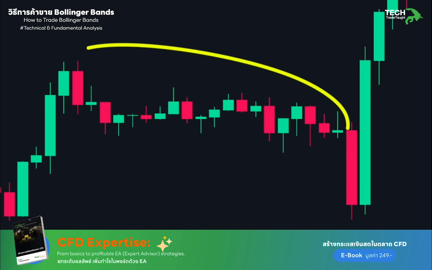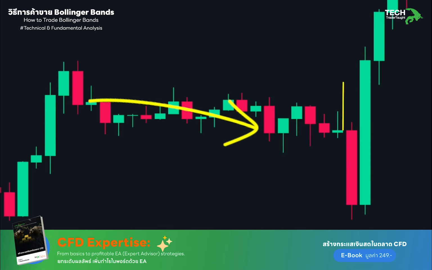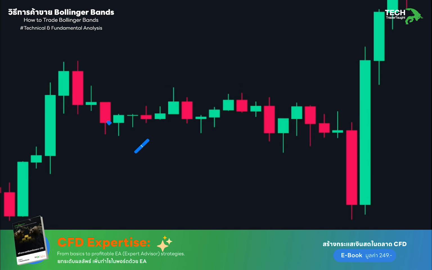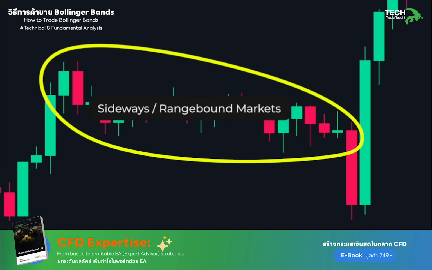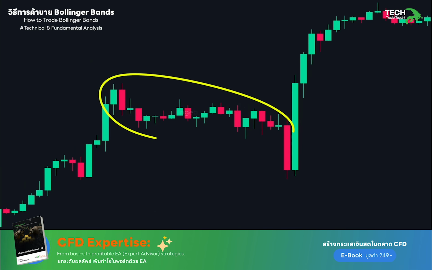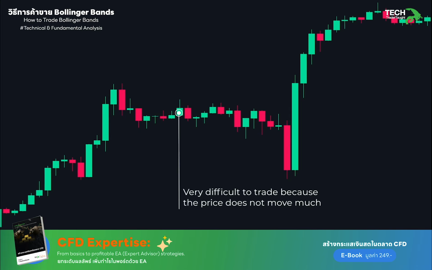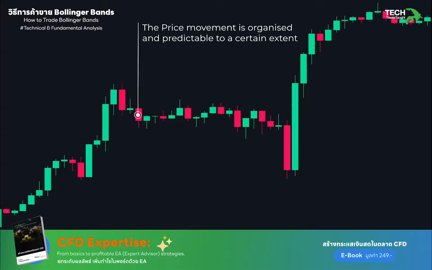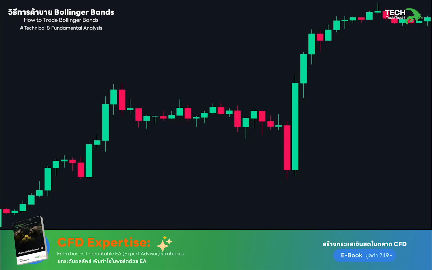In a low volatility environment, the price takes a long time to cover a certain price distance. We see small price swings that move in an unorganized manner. We have red or green candles with no real momentum. Low volatility environments are often known as sideways or range-bound markets. During such times, it can be very difficult to trade because the price does not move much. However, the price movement is organized and predictable to a certain extent. Therefore, small and calculated trades can be taken in such conditions.